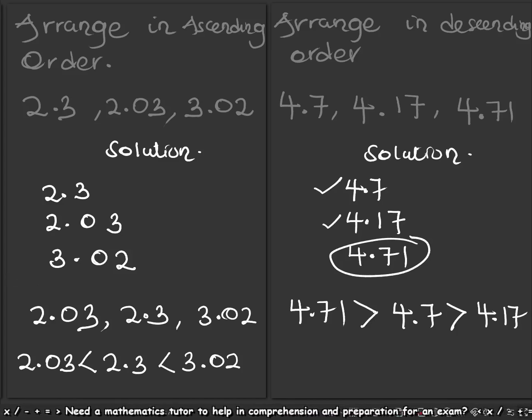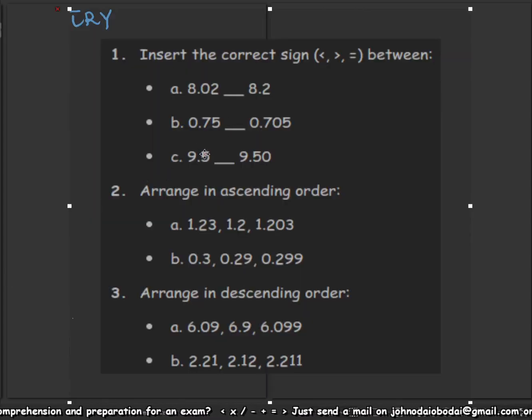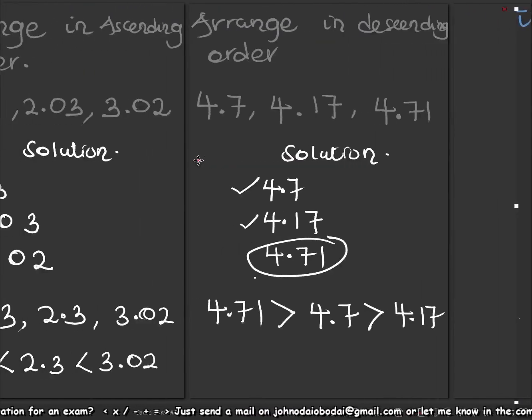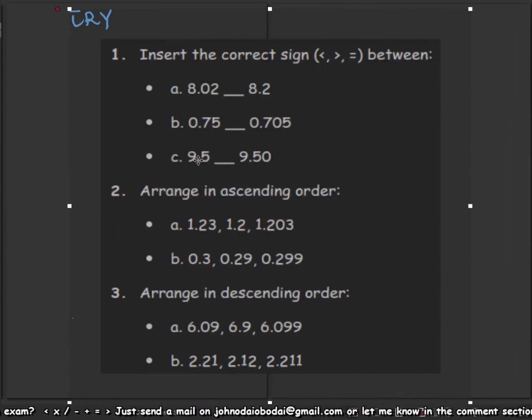And I do hope you have understood all that we've done to this stage. So with all that we've done, provided you have understood, which I do hope so. These are some questions you can use to test your understanding, and it's a try work. So insert the correct sign. We have less than, greater than, and equal to between the decimals you see over here. After which you have to arrange in ascending order. You then also arrange in descending order.